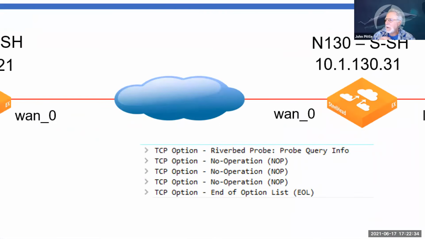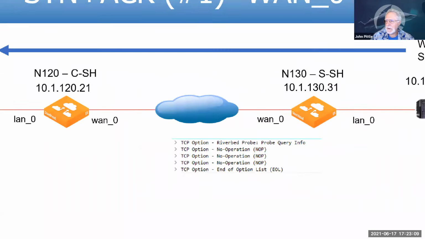If we zoom into the TCP options, basically what WAN 0 is sending back to the original client steelhead is saying, hey, I have received your query, and I'm on my way to see if there's other steelheads in the path. So this is just informational to the client side steelhead. Hey, I'm here, I'm probing the path, I'll get back to you in a minute. That's what this first SYN ACK is about.